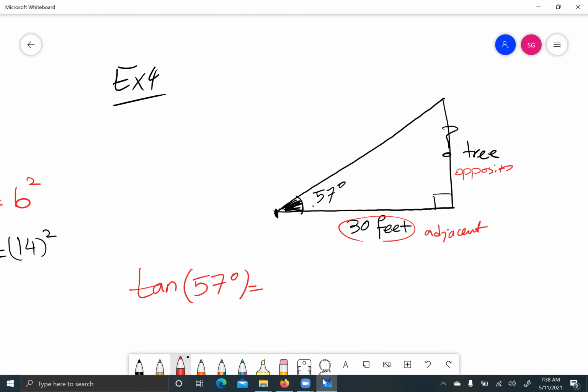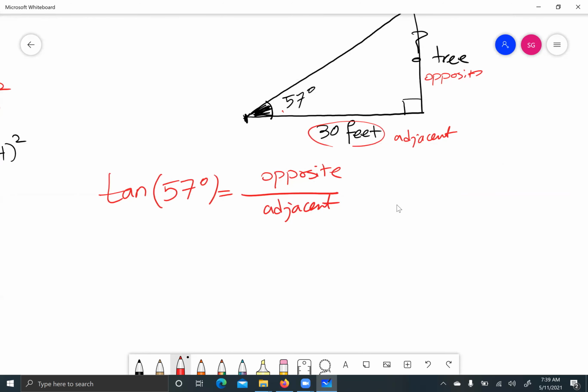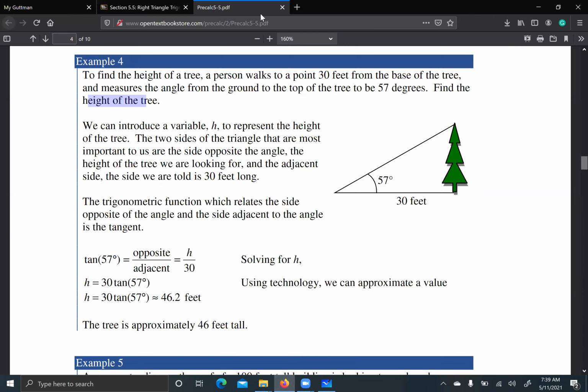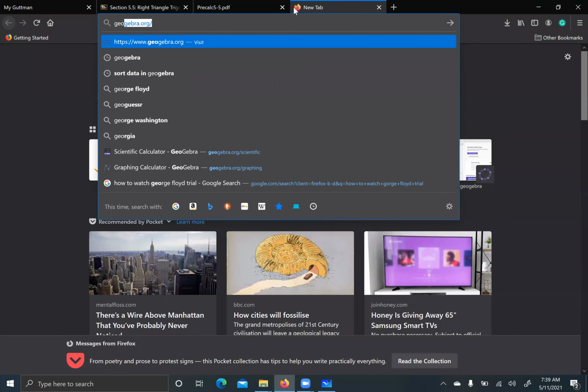Why? Because we know that tangent is opposite over adjacent. I'm not going to involve the hypotenuse because we don't have it. So the best way to deal with it is just having a ratio of opposite and adjacent. We don't know the opposite, that's what we are looking for, but we know that the adjacent is 30. And for the tangent of 57, you can use a calculator.